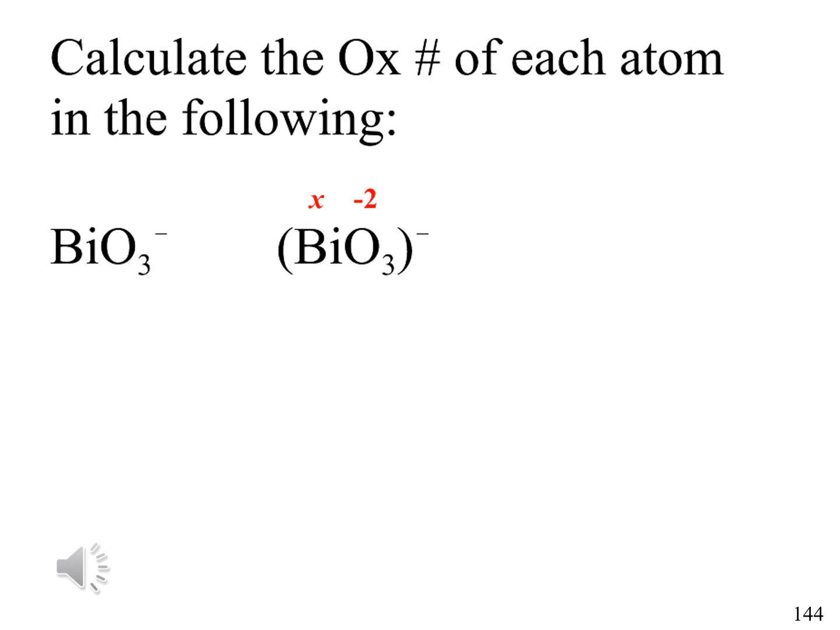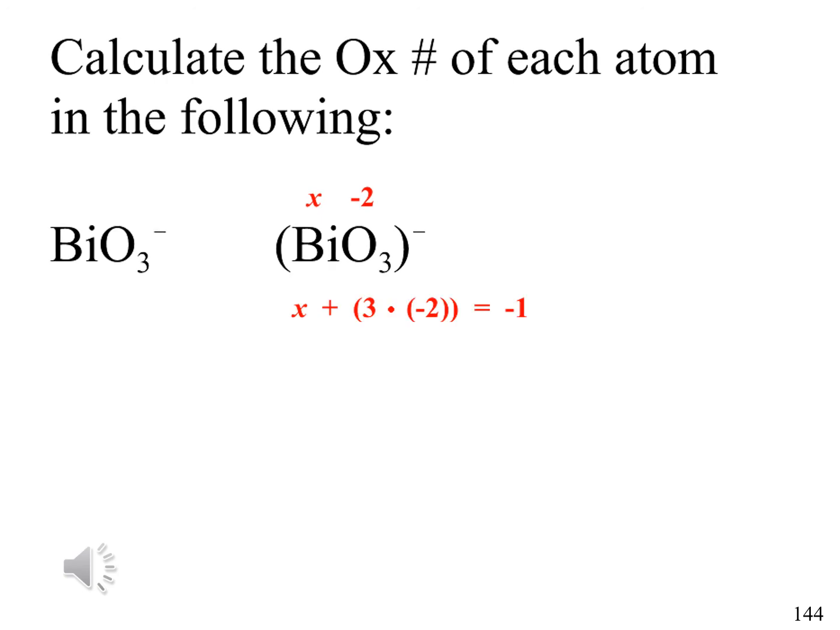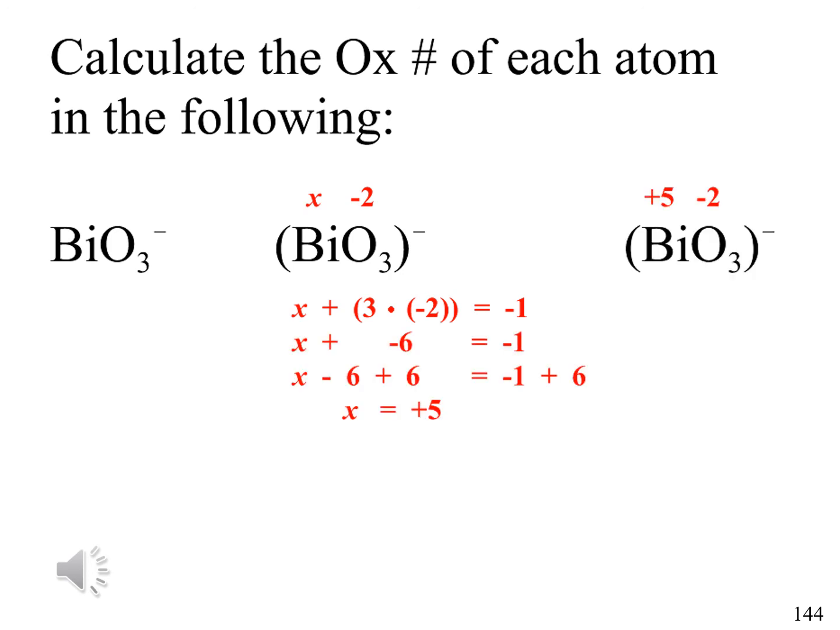And then you're going to leave bismuth as the variable x. You know that the entire thing has to add up to -1 because that's the charge. So if you put in the x plus 3 times -2 for the 3 oxygens, it all adds up to -1. And if you get an oxidation number then for bismuth, by solving for x, it comes out to +5.